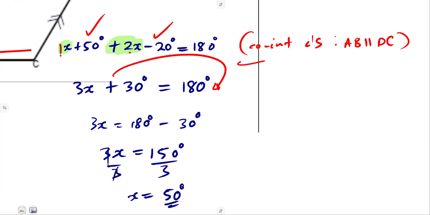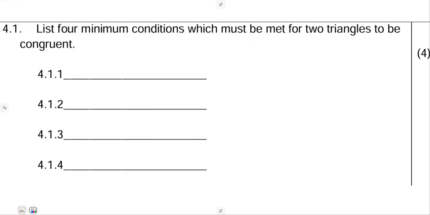Solve for x. Just like that. So guys, it is in your hands.